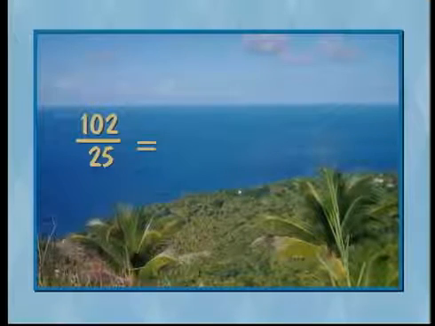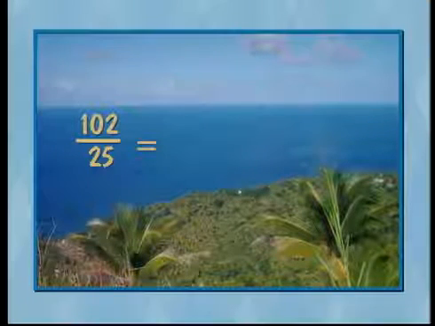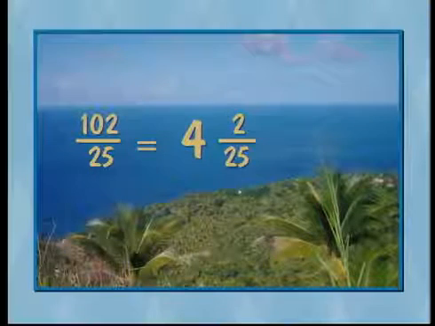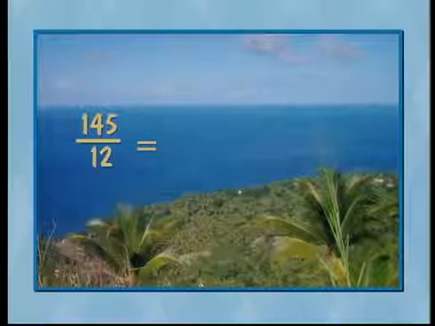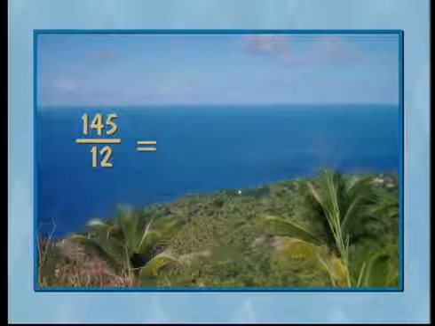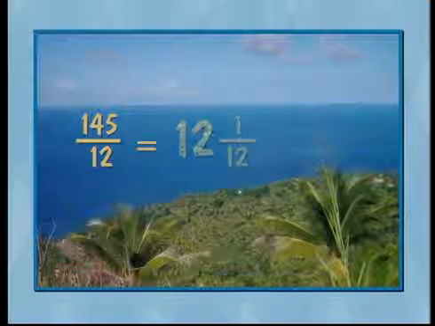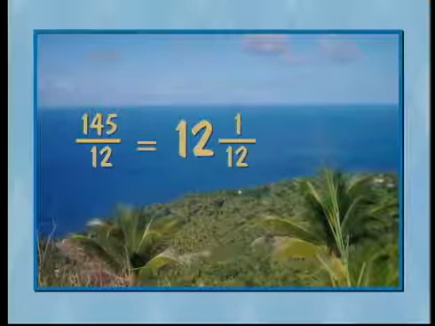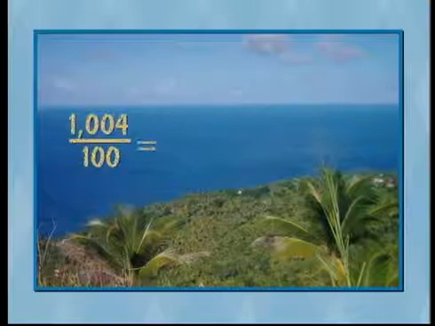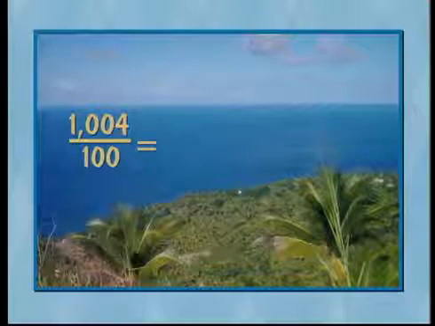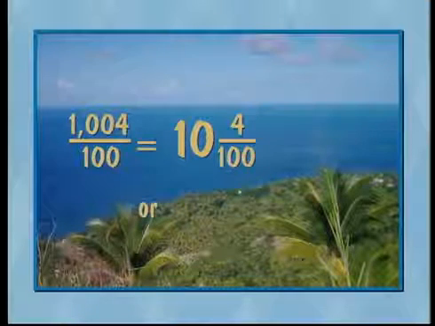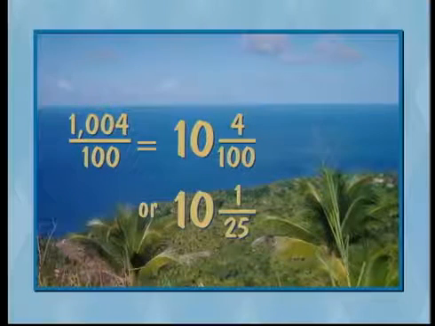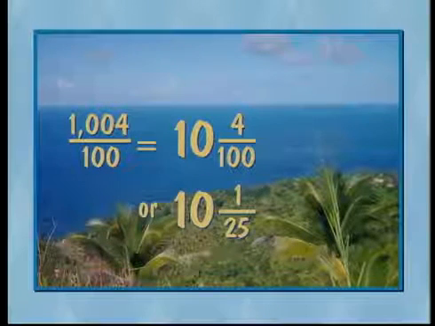102/25. That's 102 divided by 25. 4 with a remainder of 2, 4 2/25. Got it? 12 1/12. Try this one. 10 4/100, or 10 1/25 is also correct.